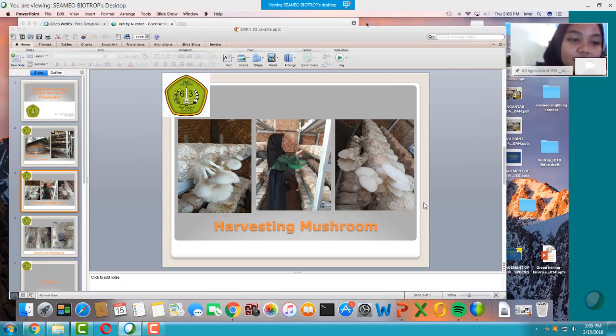Our mushroom product is fresh mushroom. In amount, we harvest 100 kilograms more or less. Students harvest mushrooms every day.